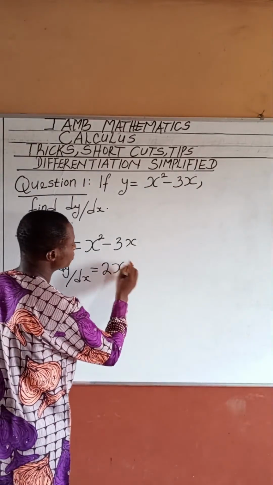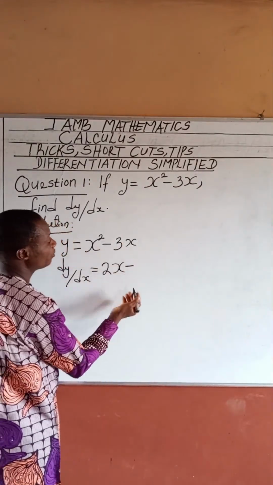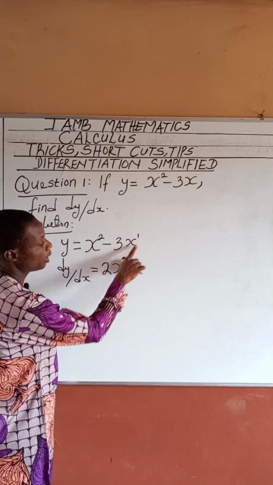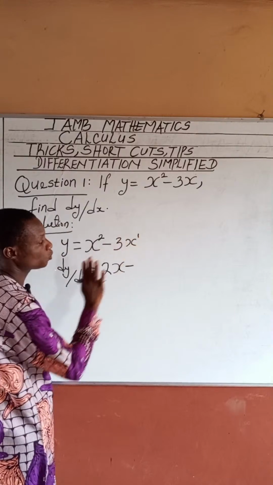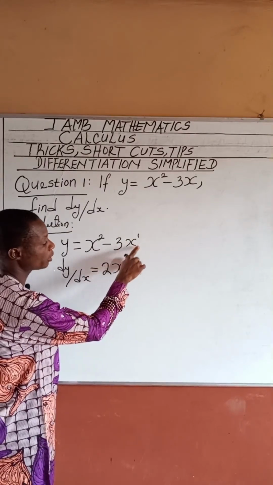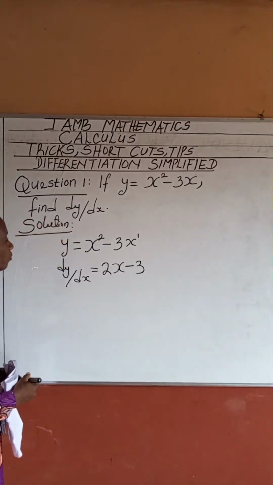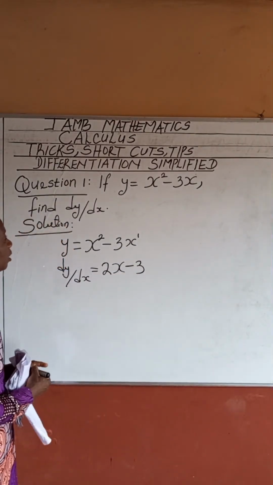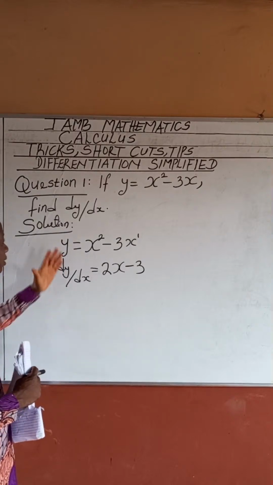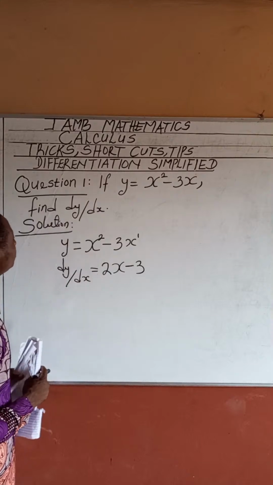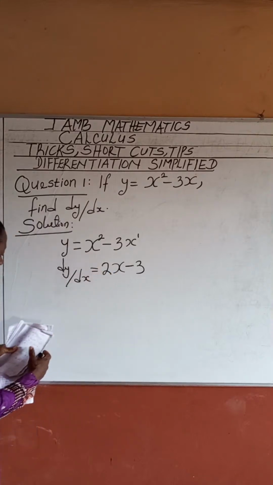Then minus. This is 3. And don't forget, here we have 1. 1 minus 1 is 0, and x raised to 0 is 1. So 3 times 1 is 3. This is exactly how to solve this. This is the simplest method, and it's the shortest and the quickest method for solving differentiation. I hope it is well understood.